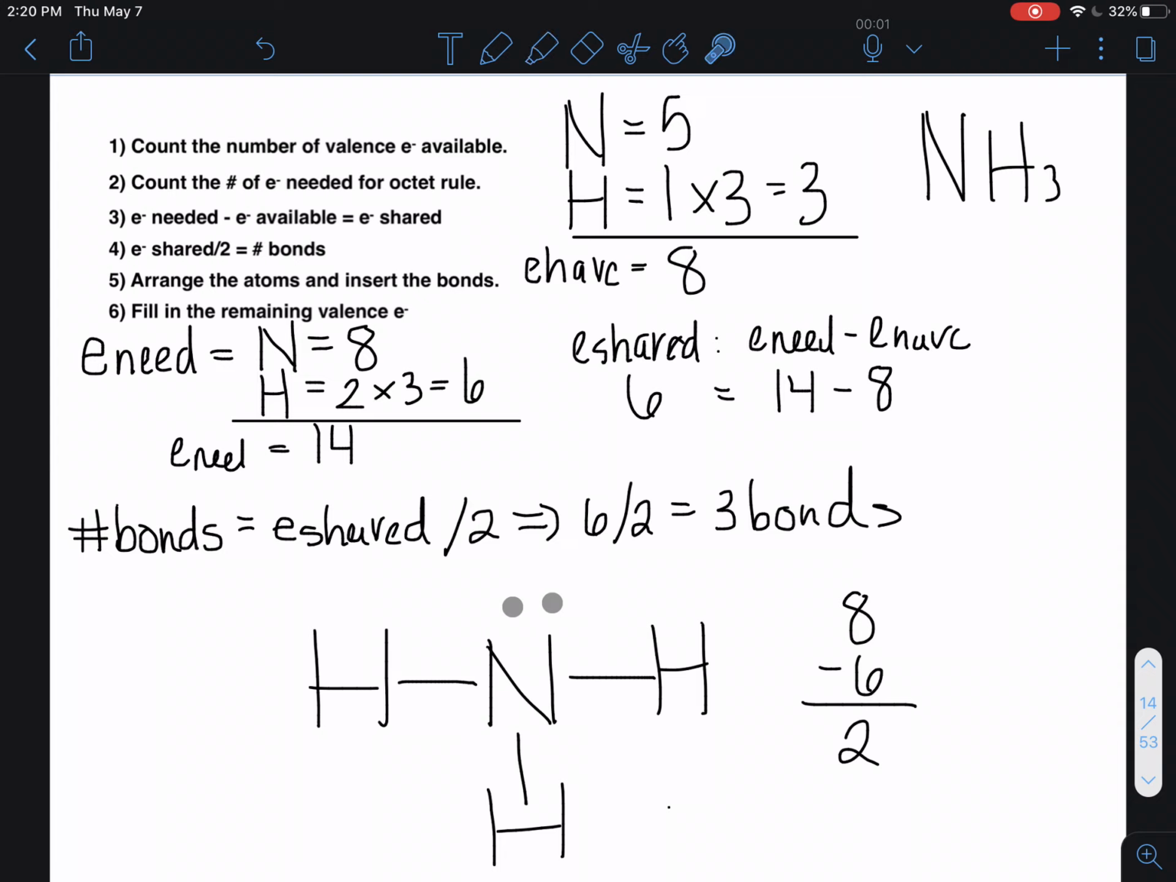All right, each hydrogen has a full valence. And let's make sure that nitrogen has a full valence now. 1, 2, 3, 4, 5, 6, 7, 8. All right, and just to double check and make sure that you don't have any more electrons in here than what you actually have. 1, 2, 3, 4, 5, 6, 7, 8. So that's our E have. Okay, so this is the valence structure for ammonia. And we're going to do one more.